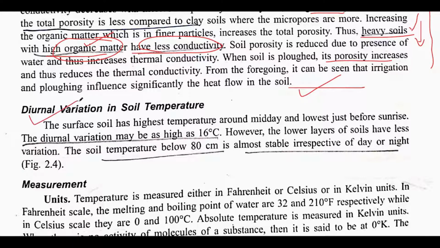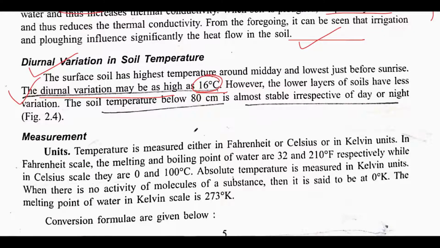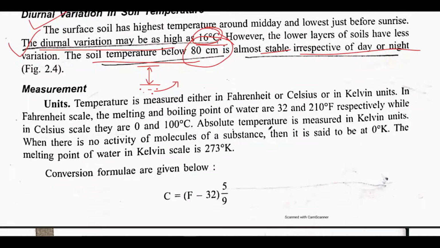After that, there is a diurnal variation in soil temperature. Basically, the diurnal variation may be as high as 16 degrees Celsius, meaning the temperature of day and night can have a maximum difference of 16 degrees Celsius. The important part is that the soil temperature below 80 centimeters is almost stable irrespective of day and night, meaning from the top soil to 80 centimeters it varies, but below 80 centimeters the temperature of soil would nearly be constant. It would not be dependent upon the temperature of day or night.